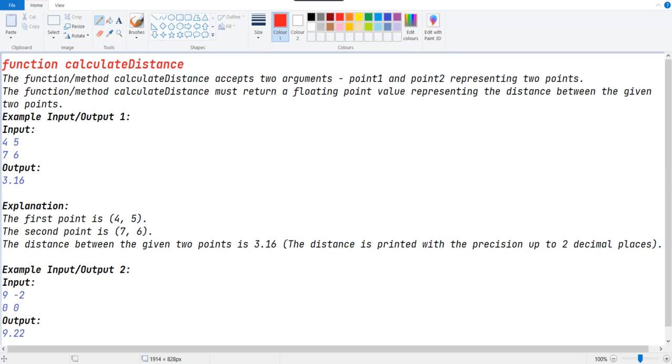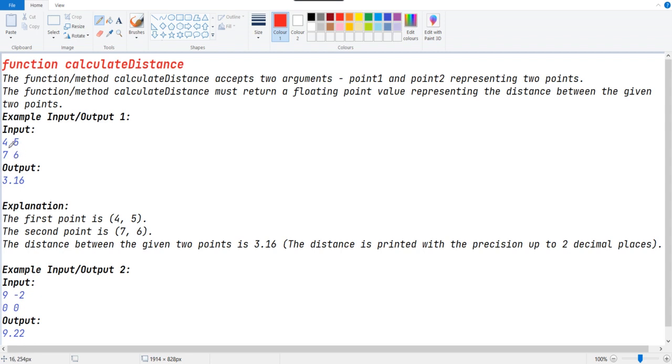Today we are going to solve the SKIDMARK daily challenge of 2 June 2021. Function calculateDistance is the program we have to solve today. The function calculateDistance accepts two arguments, point1 and point2, representing 2 points. We have to find the distance between these 2 points and return the value as a float value.